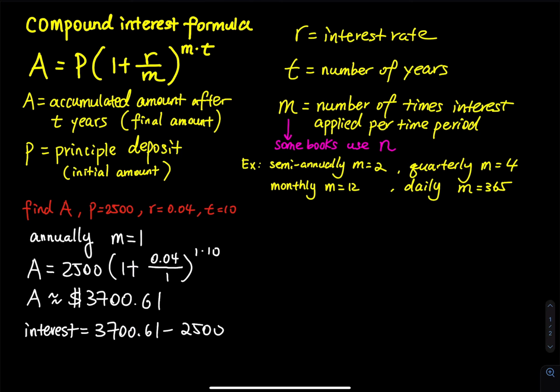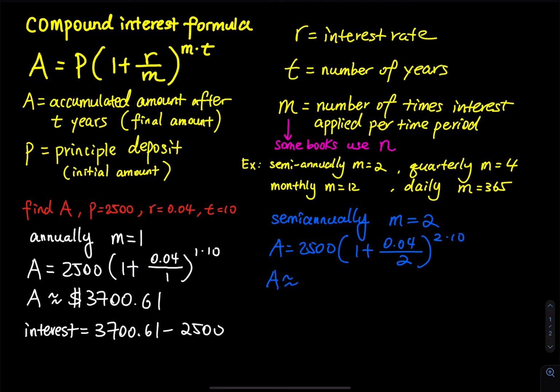Let's say I want to compound the interest semi-annually. Every half year, I will compound the interest. So what does m equal for semi-annually? There are 2 half years in 1 year, right? So m equals 2. All you have to do is use the same equation and change the 1 to a 2. So A equals 2,500 times parenthesis 1 plus the interest rate divided by 2, raised to 2 times 10. This is approximately equal to 3714.87.